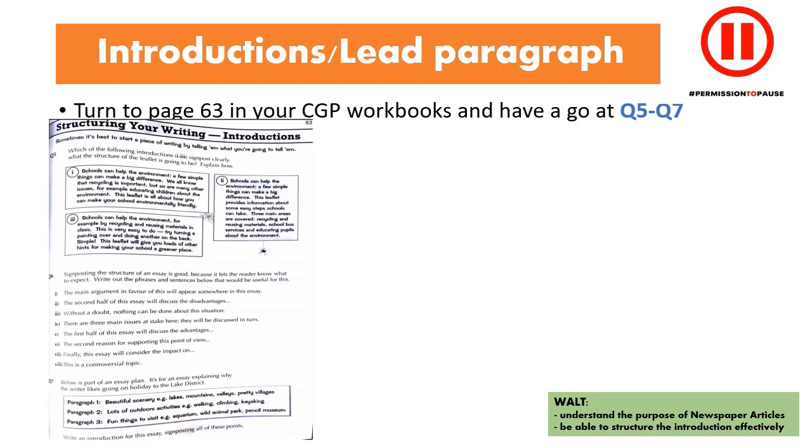So this question gives you information about what you are going to write in each paragraph. You can see in paragraph 1, we're talking about the beautiful scenery in the Lake District. In paragraph 2, the lots of outdoor activities. And finally, paragraph 3, the fun things to visit. So how can you, in your introduction, signpost these 3 things?